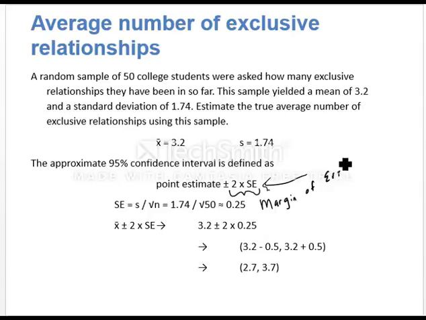So plugging in our values here, our sample mean was 3.2. So then we have 3.2 plus or minus 2 times the standard error, which is 0.25, because we took 1.74 over the square root of 50. That gives us a plausible range of values of 2.7 to 3.7, and our margin of error was 0.5.